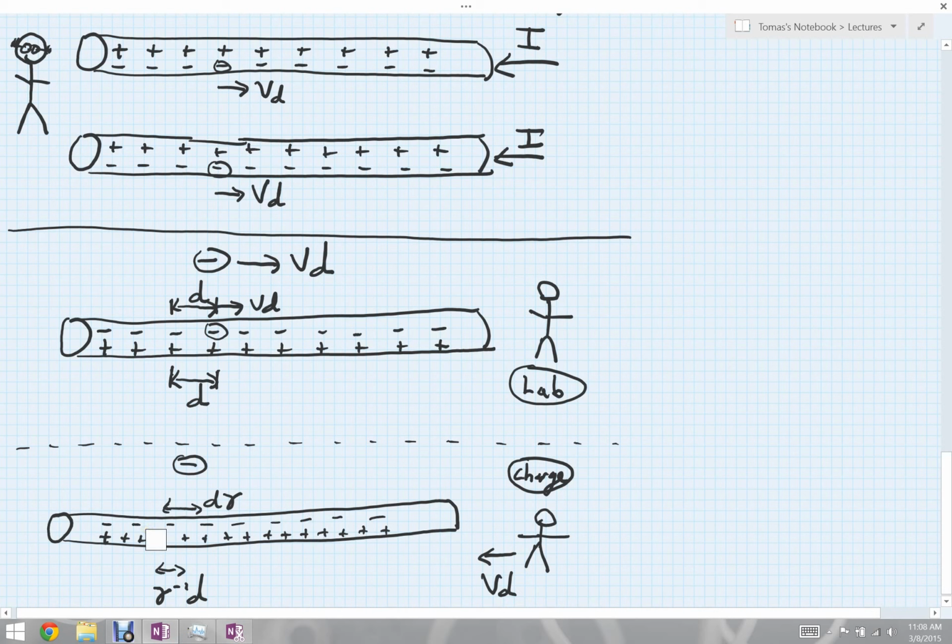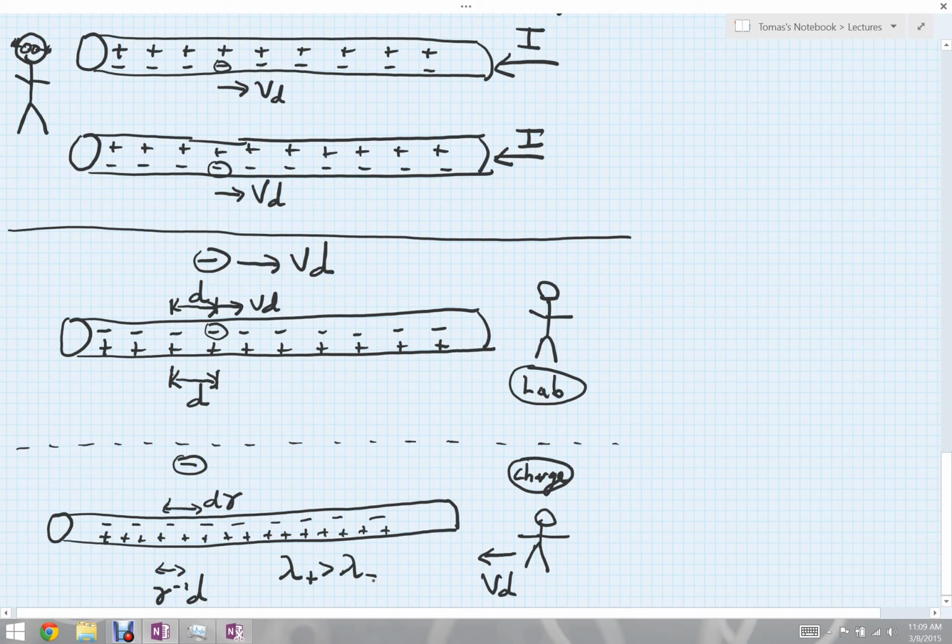So whichever way you care to look at it, the key thing to notice now is that there is a higher density of positive charges on this wire than negative charges. That's very important. The lambda, the charge density associated with the positive charges, is greater than the charge density associated with the minus charges.